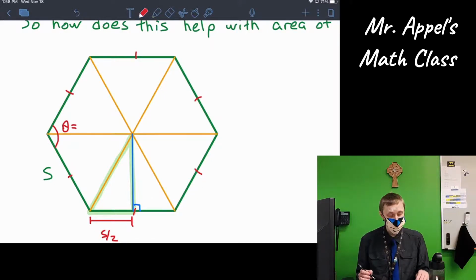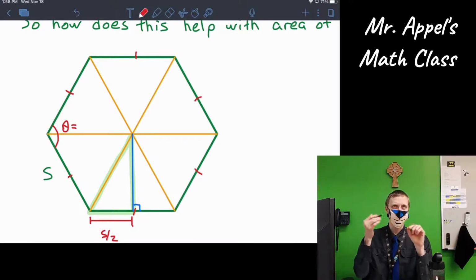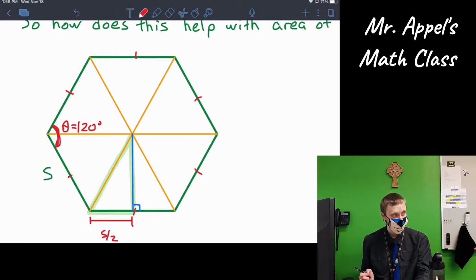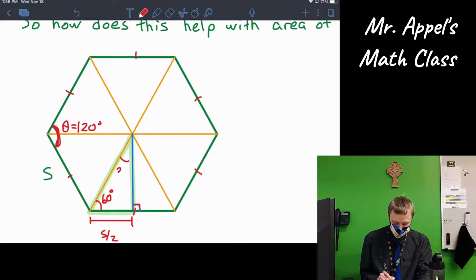Well, if you recall, the interior angle of a hexagon, we calculated those way back. Break it up into triangles. You can fit 4 triangles times 180. Divide it evenly among all 6 angles. You get 120 degrees right in here. And when I draw this diagonal in, I cut it in half, which means this angle down here is only 60 degrees. 60, 90. This guy has to be 30. It's a special right triangle.